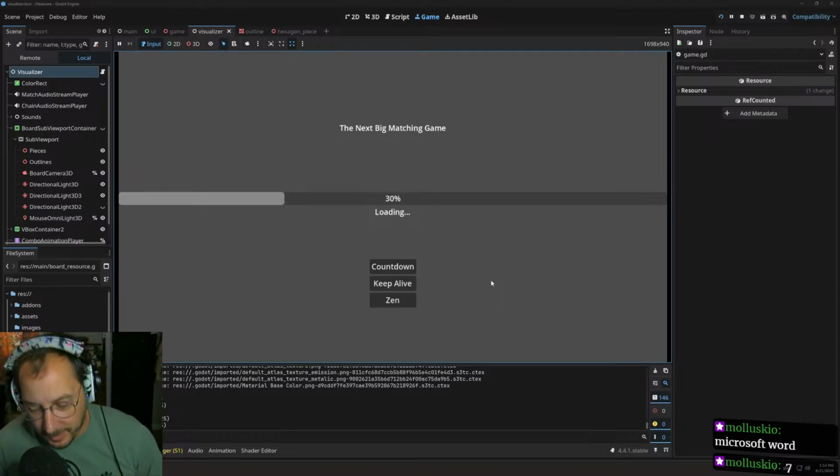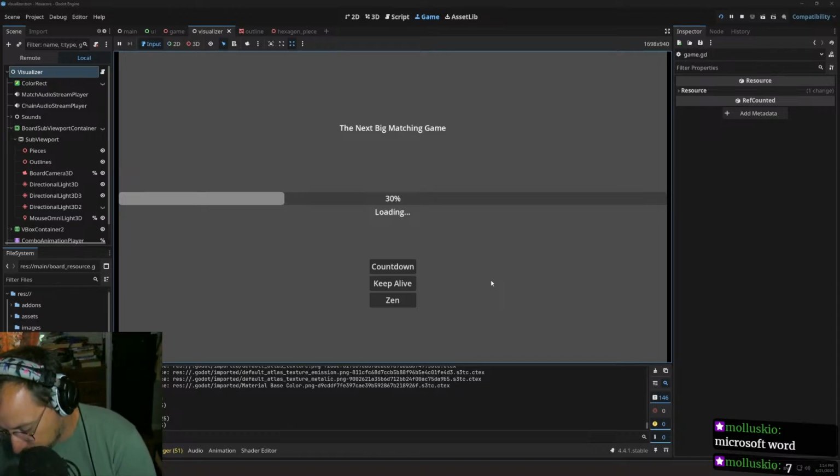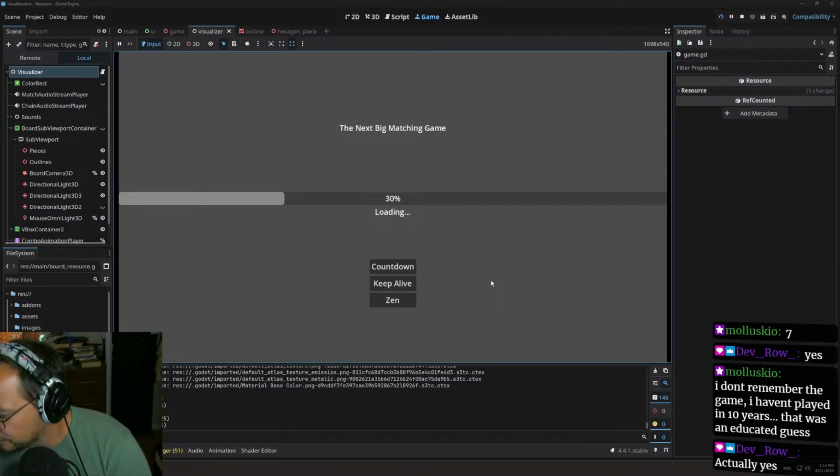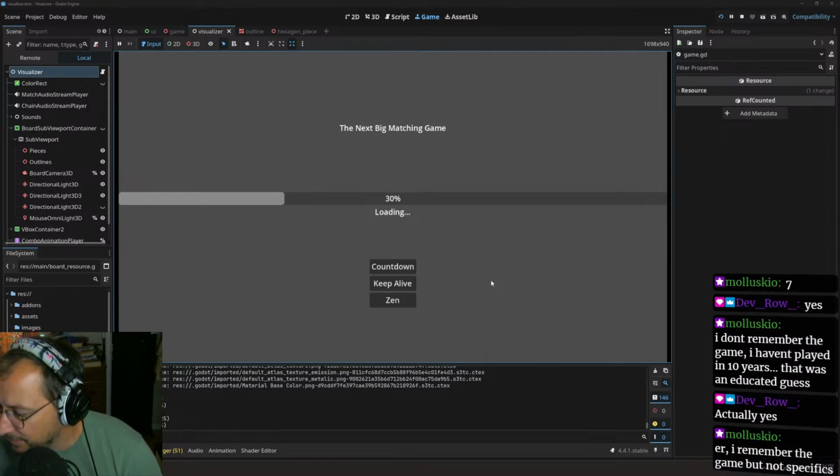Seven. Is that what activates the robber? No context to the answer. But you activate the robber, right? Wouldn't you want to roll a 7? Shouldn't the question be formulated that you don't want other players to roll that? Seven is A. I haven't played in 10 years. That was an educated guess. I remember the game, but not specifics.